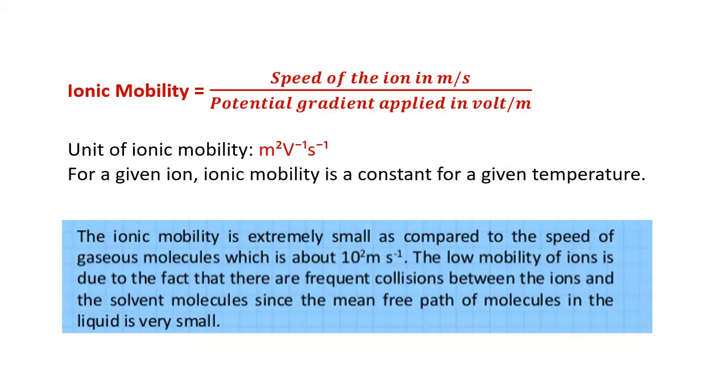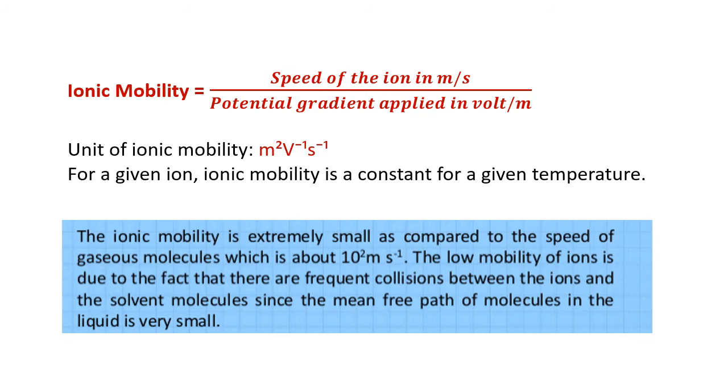And mathematically, ionic mobility can be expressed as speed of the ion divided by potential gradient. And its unit, so here meter per second, that divided by volt per meter. So the unit of ionic mobility is meter square volt raised to minus 1 second raised to minus 1 in SI unit.